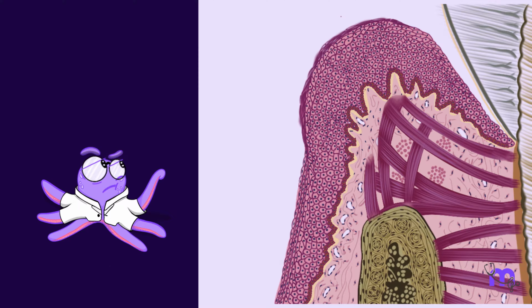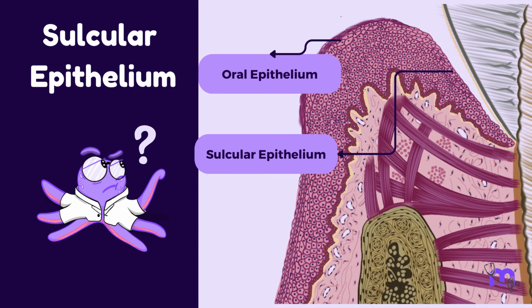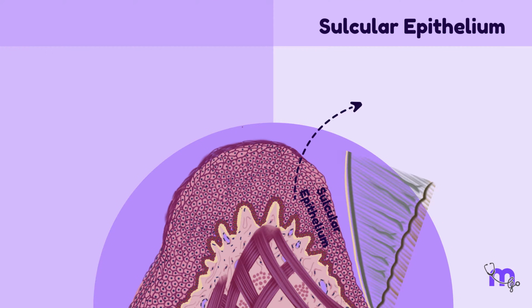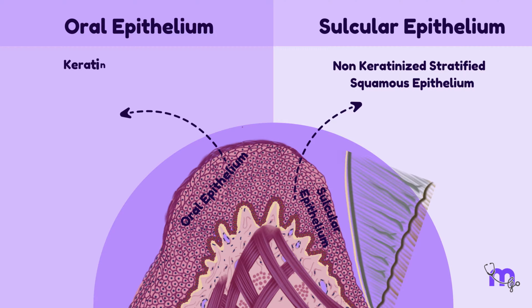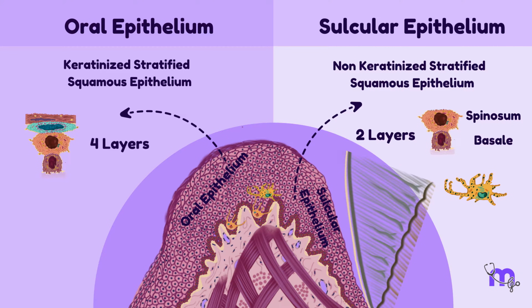Next in line is sulcular epithelium. So, how is this different from oral epithelium? Sulcular epithelium is a thin, non-keratinized, stratified squamous epithelium, whereas oral epithelium is a keratinized, stratified squamous epithelium. While the oral epithelium has 4 layers, the sulcular epithelium has just 2: stratum basale and stratum spinosum. Additionally, the melanocytes and Merkel cells are absent in sulcular epithelium.